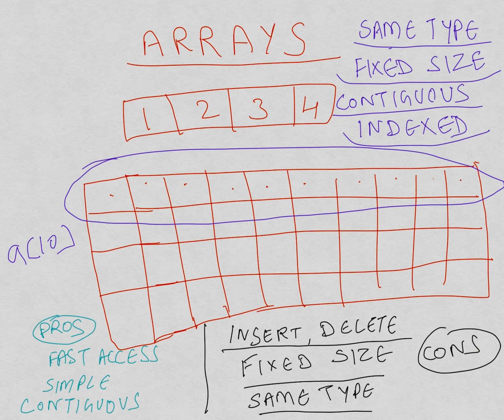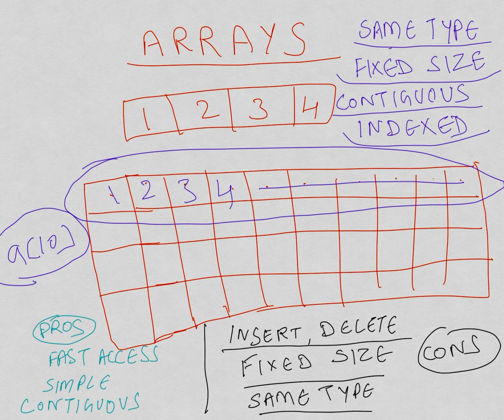Another thing is in memory: if you define an array of size 10 and you only specify 4 elements and don't add any other stuff, then the rest of the memory would be wasted. It cannot be further utilized. So that's one downside with the array.